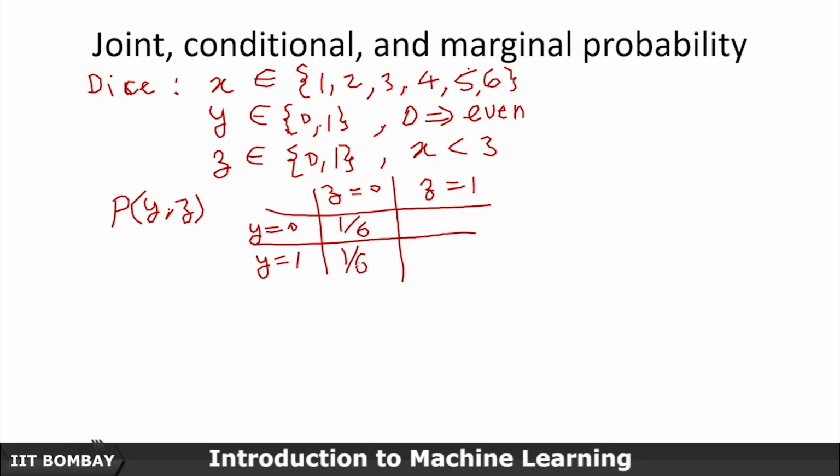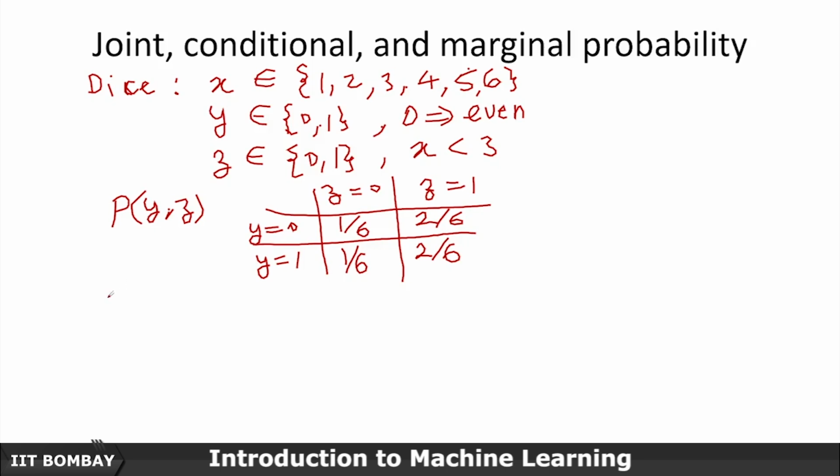On the other hand, if we get a number greater than or equal to 3, but it is even, then it can be 4 or 6. So the probability is 2 by 6 or 1 by 3. And similarly, this probability is also 2 by 6 or 1 by 3.